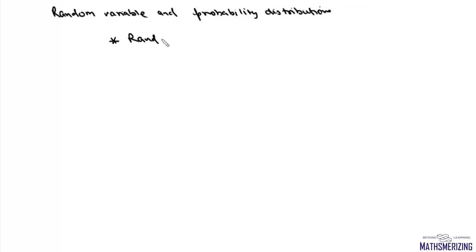In this video, we'll study random variable and probability distributions. Now we already know once we conduct a random experiment, we get a set of all possible outcomes and we call this set S, and this set is called sample space.